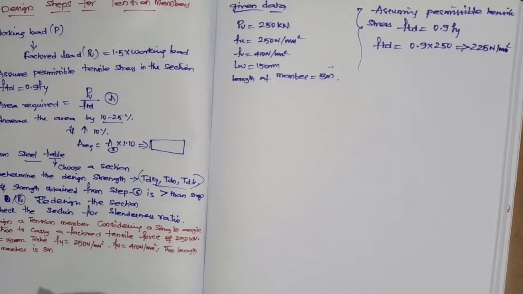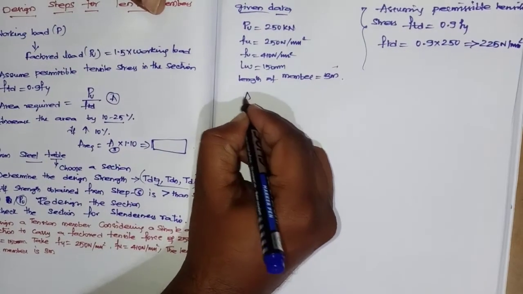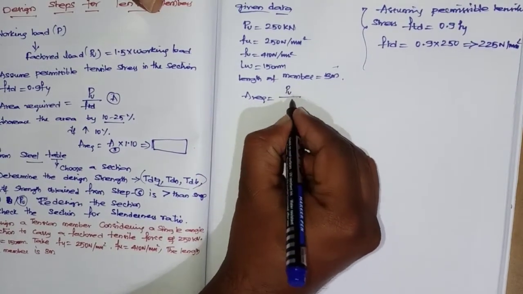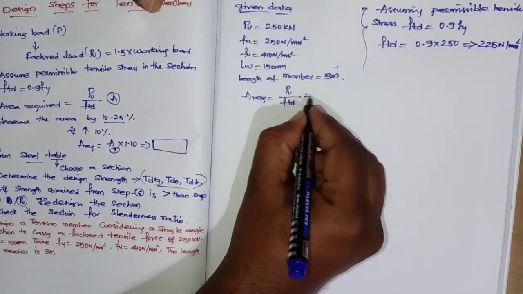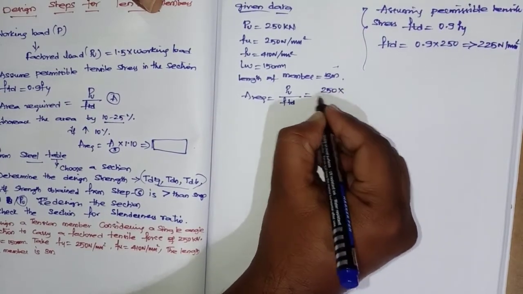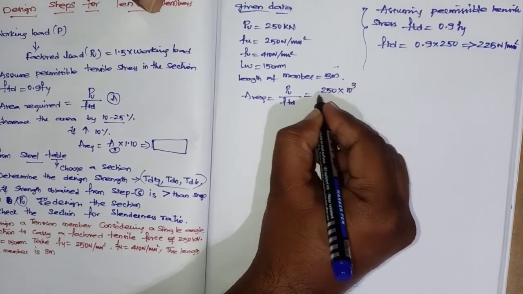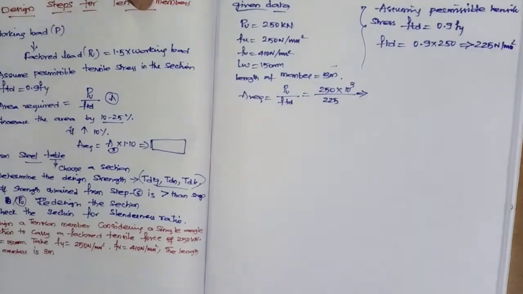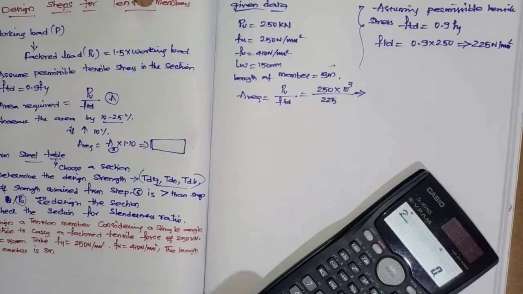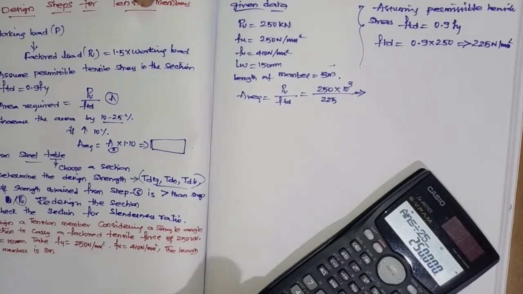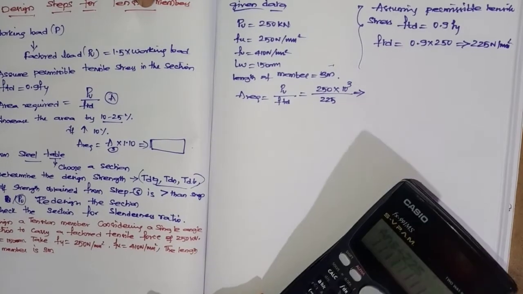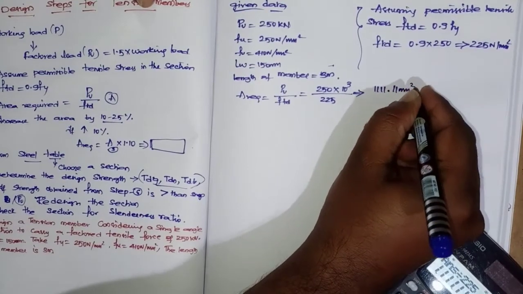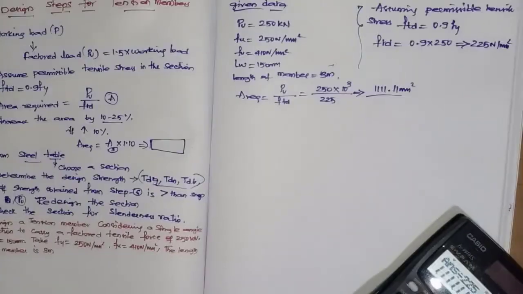Now area required, that is Pu by FTD. What is Pu? 250 kilonewtons. I multiply with 10 power 3 to get newtons, divided by 225. So 250 into 10 power 3 divided by 225, you get 1111.11 mm square. This is the actual area required.